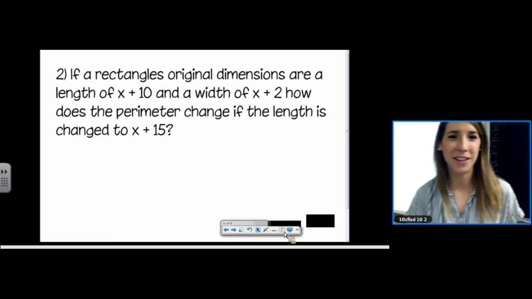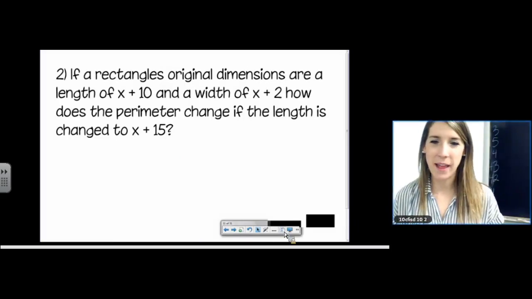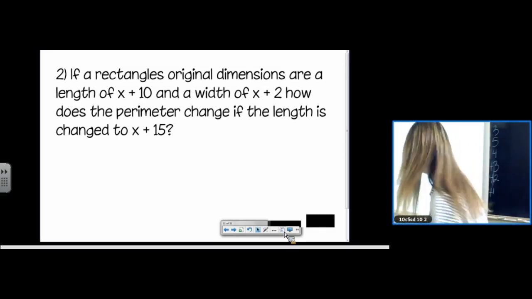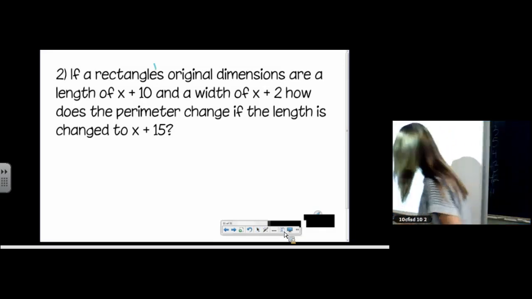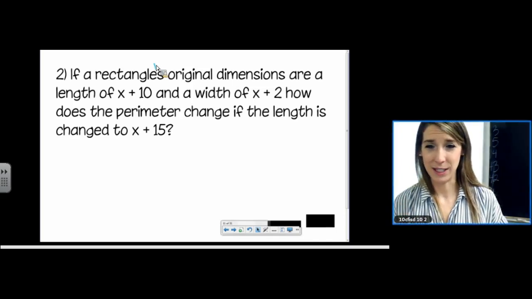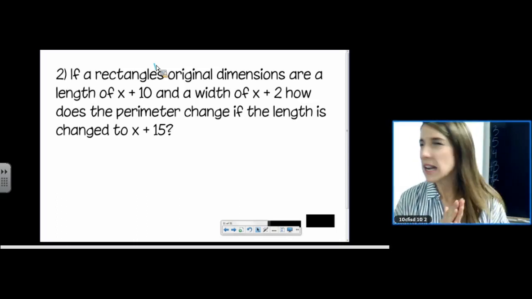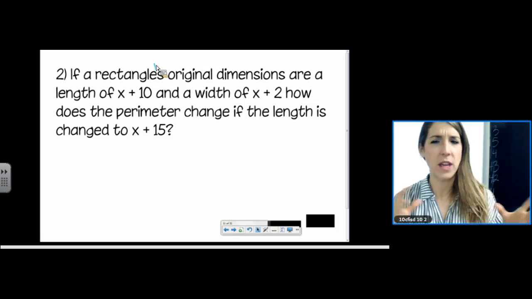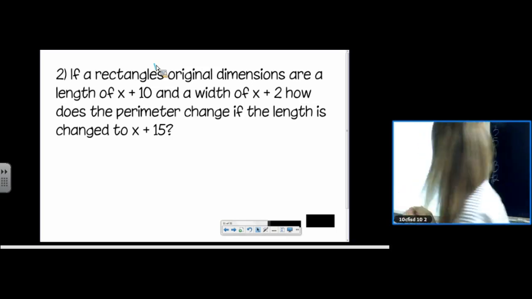Last example, really short lesson today, right? And then we'll play. If a rectangle's, oh no, not again. Original dimensions are a length of x plus 10 and a width of x plus 2. How does the perimeter change if the length is changed to x plus 15? This one I feel like we could do the long way, but then we could do it a short way, and I'll show you how in a minute.